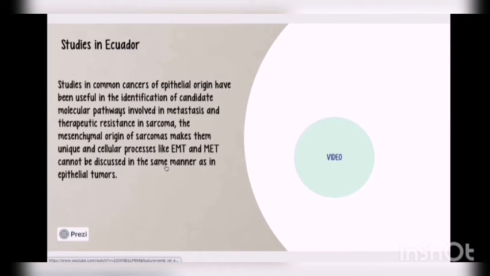Studies in common cancers of epithelial origin have been useful in the identification of candidate molecular pathways involved in metastatic and therapeutic resistance in sarcoma. The mesenchymal origin of sarcoma makes them unique, and cellular processes like EMT and MET cannot be diffused in the same manner as in epithelial tumors.